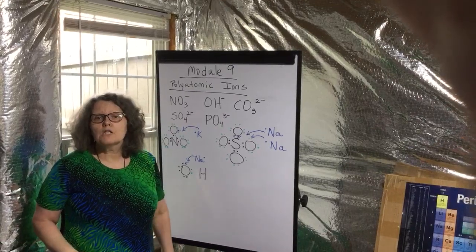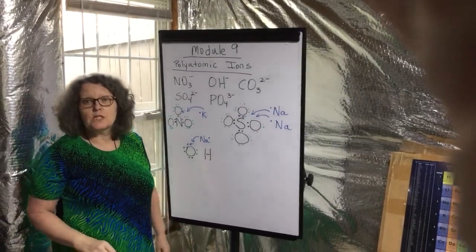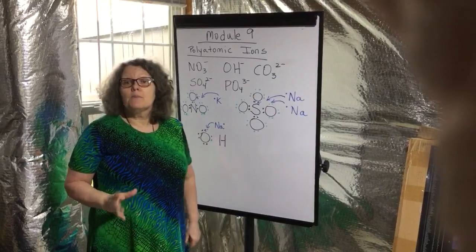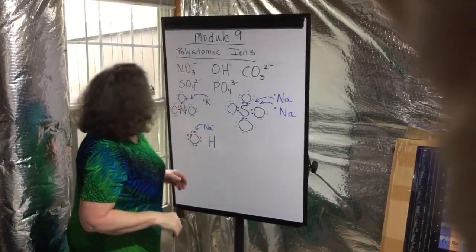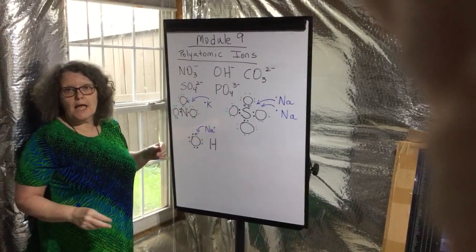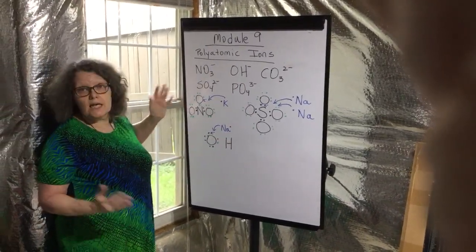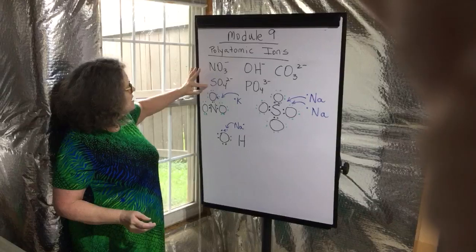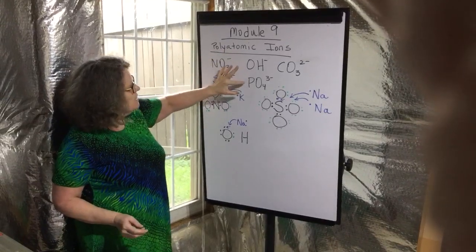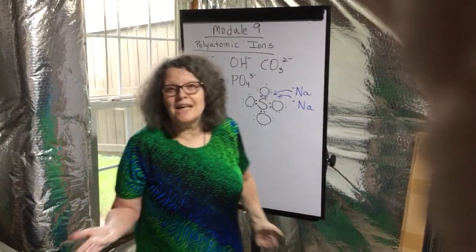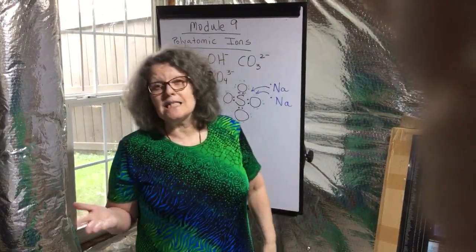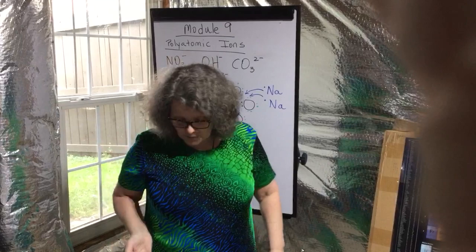We're going to start Module 9. At the beginning of Module 9 is our polyatomic ions. Now, we've done polyatomic ions. We've named them, okay? So they form ionic compounds: nitrate, sulfate, hydroxide, phosphate, carbonate, acetate, sulfite, nitrite. Those are polyatomic ions. Those are very familiar.